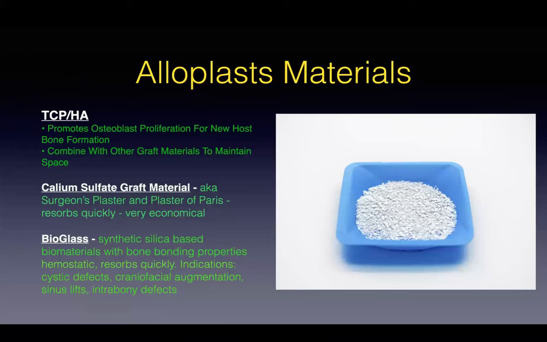Alloplasts, you've got tricalcium phosphate and hydroxyapatite. These promote osteoblast proliferation for new host bone formation, and they're typically combined with other graft materials to maintain space. And you've got calcium sulfate. These resorb very quickly. And we've got bioglass. These are synthetic silica-based biomaterials with bone bonding properties. These have a mechanical weakness, but they're non-inflammatory, non-carcinogenic.